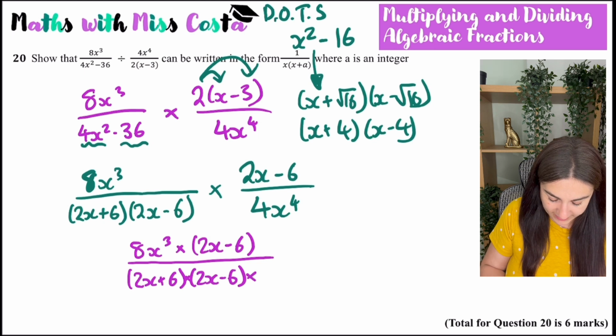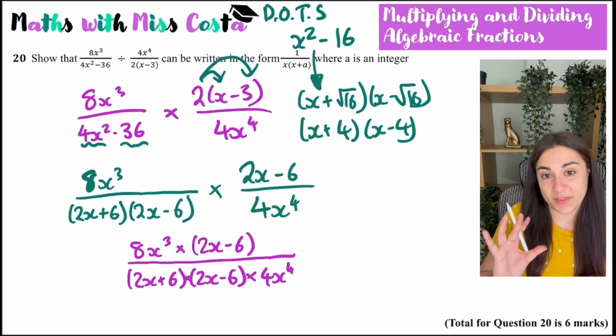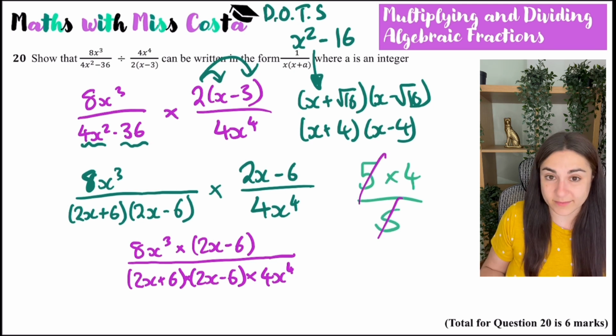You could write it like that if you wanted to. I'm just writing it like this just to show you, so that it might make it a little bit easier. So then remember, with a fraction, if you had, let's say, 5 times 4 divided by 5, well, 5 divided by 5 is 1. So that would just end up being 4 over 1.